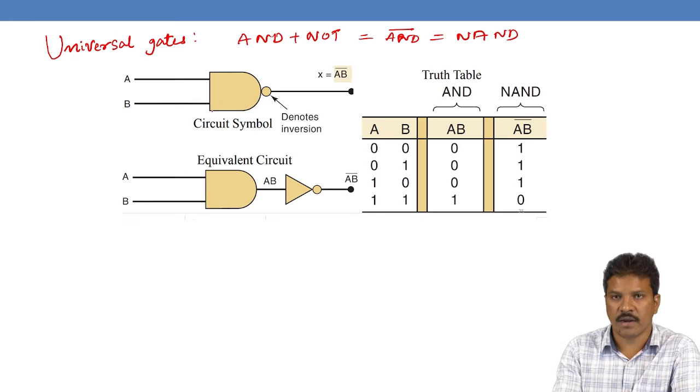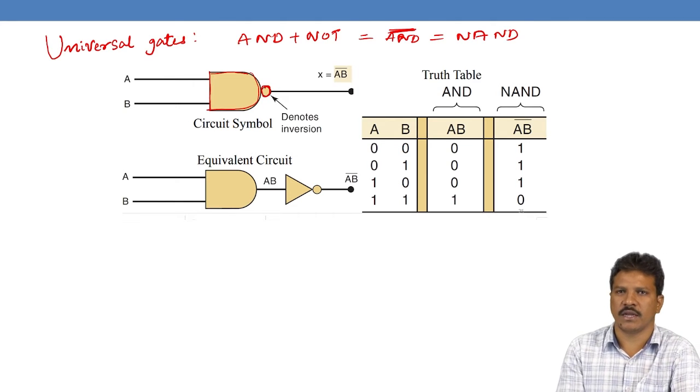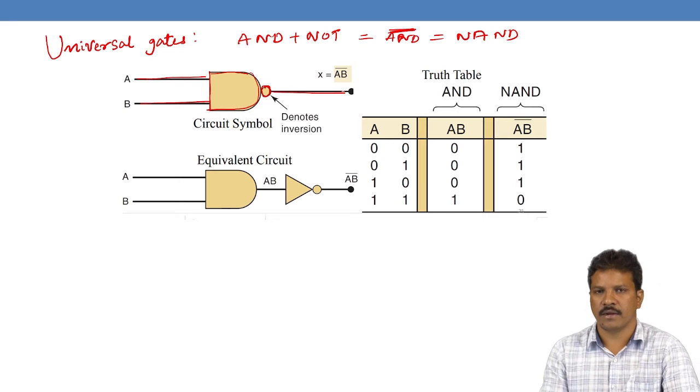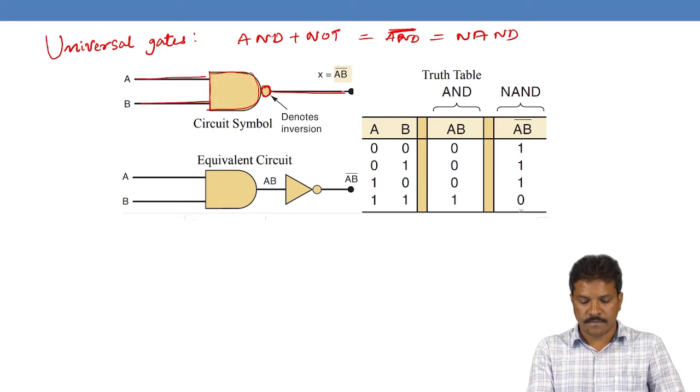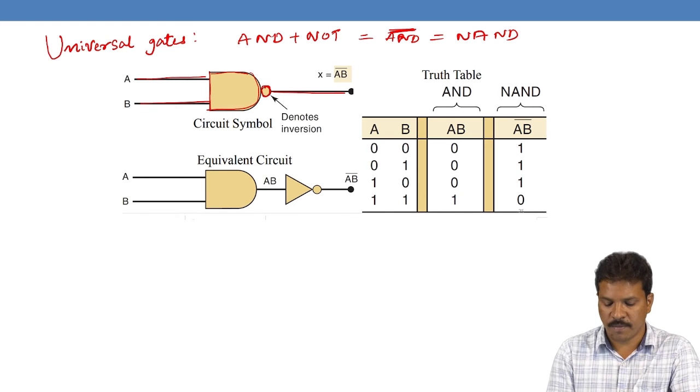The symbol for NAND is like an AND with a complement. Complement is nothing but the notation of a bubble. So take the same AND symbol and put a bubble at the output side. So we will get a 2-input NAND gate. This can also be represented by first taking the AND gate symbol, where AB passes through the inverter, and you will get AB bar.